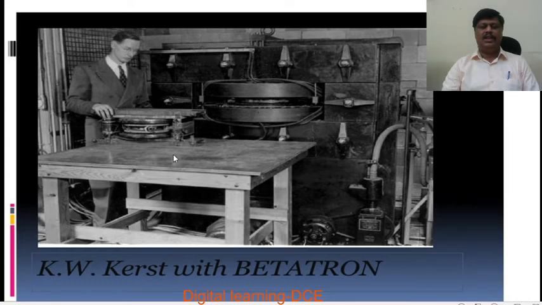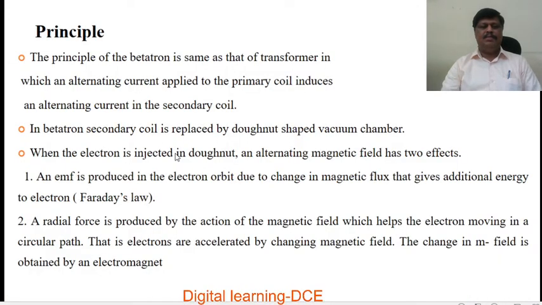So the betatron construction. The principle of betatron is the same as that of the transformer, in which an alternating current applied to the primary coil induces an alternating current in the secondary coil, as in the electromagnetic induction chapter. So in the transformer, we are applying the alternating current at the primary coil. That changed voltage is obtained across the secondary coil, and it works on the principle of electromagnetic induction.